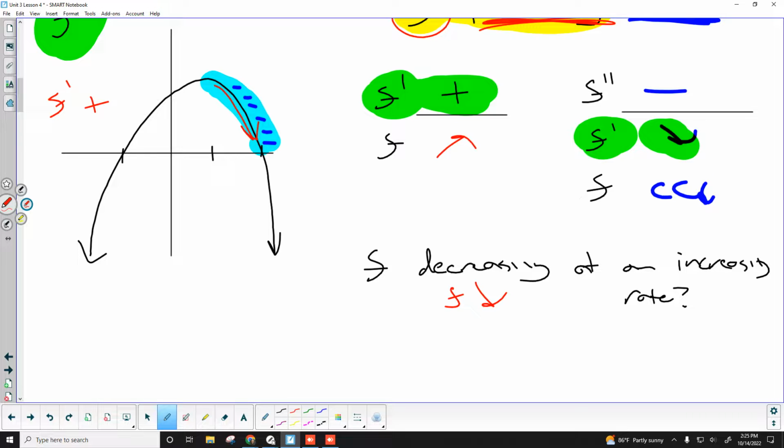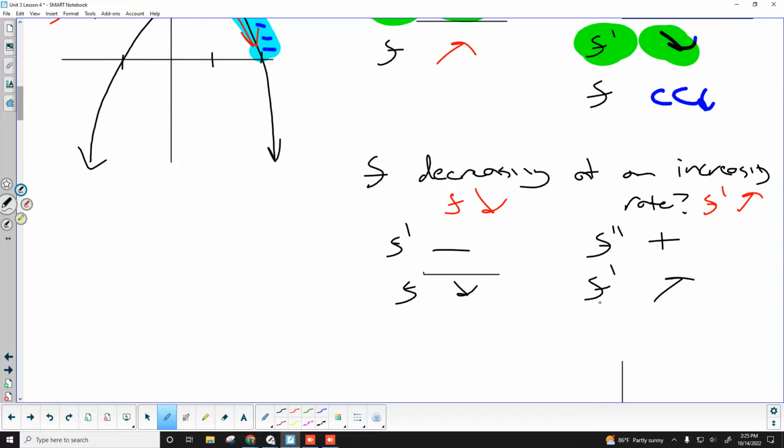F is going down. F's rates are going up. If you wanted to fill out your chart here, you would be talking about F prime being negative and F prime increasing, which is when F double prime is positive or when F is concave up.